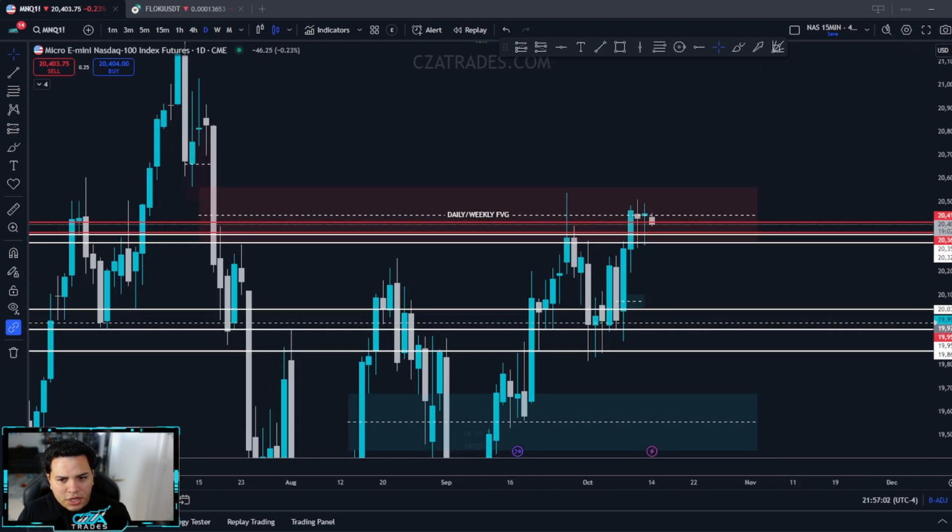But let's go down into the daily. You're going to see in the daily, it's a little bit more clear. As you can see, it's respecting that daily and weekly fair value gap overlap. It has not broken through and closed above it. So we are still respecting it. If you look left far enough over here, these two candles, these are bullish fair value gaps. Those two bullish fair value gaps overlap with this bearish fair value gap. So this bearish fair value gap actually invalidated both of these.